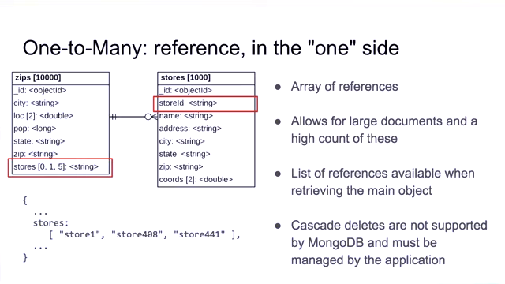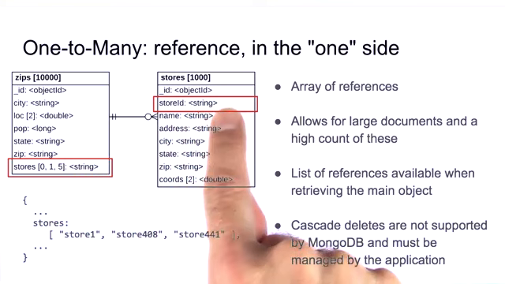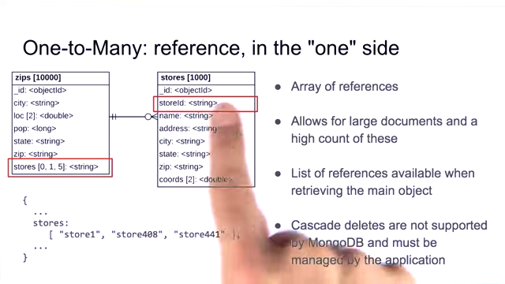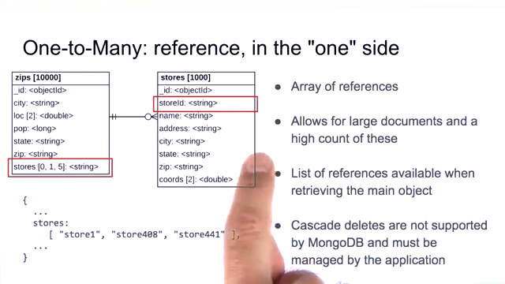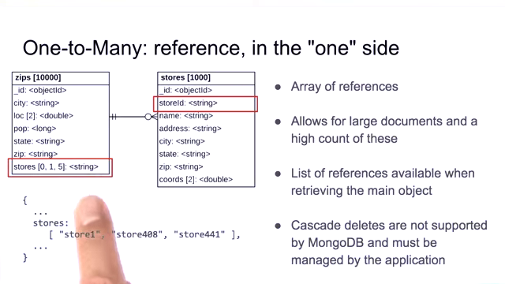However, in this representation, we need to keep in sync the array references and the referenced documents. If we delete the referenced document, we must also delete the reference to this document. MongoDB does not currently support foreign keys or cascade deletes. Therefore, there is no way for all references to automatically be removed on document deletion. The application must perform all of this sort of data management.